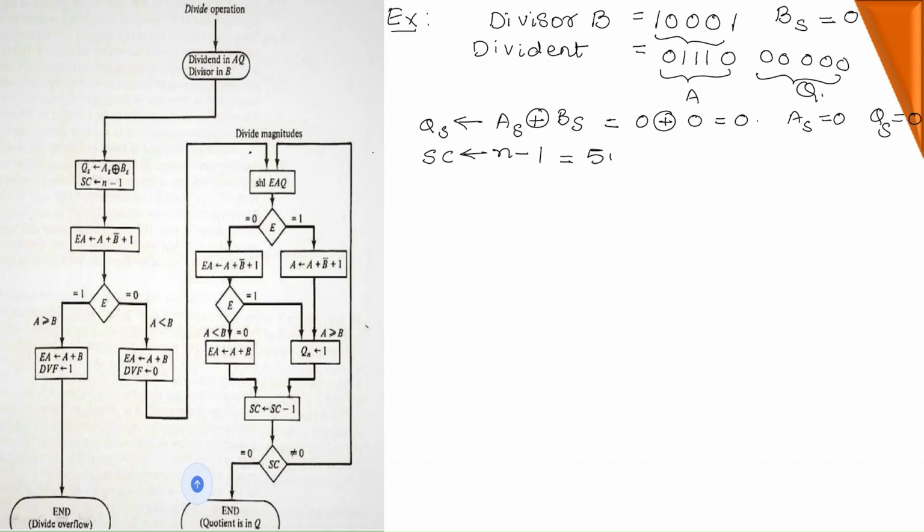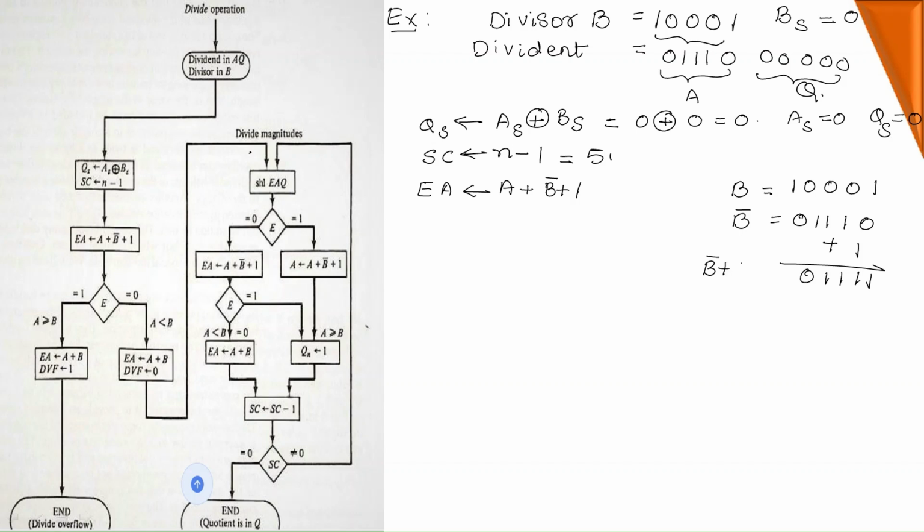Next, we perform EA ← A + B complement + 1. To perform this, we first calculate B complement plus 1. What is the value of B? 10001. Taking the B complement gives 01110. Adding 1 to it gives 01111. So this is B complement plus 1.